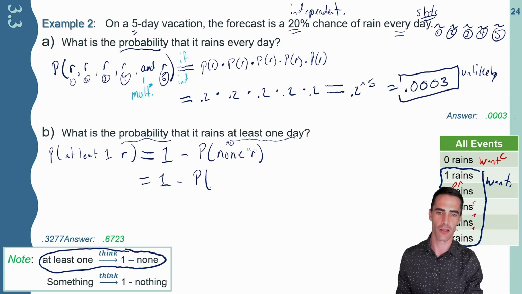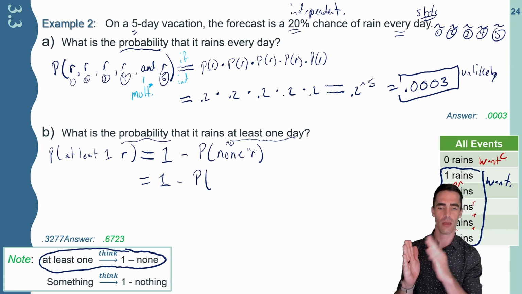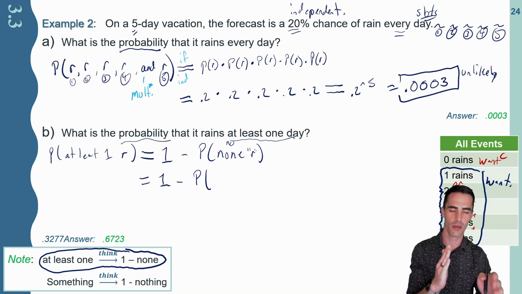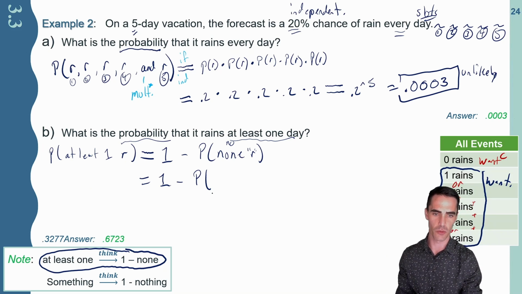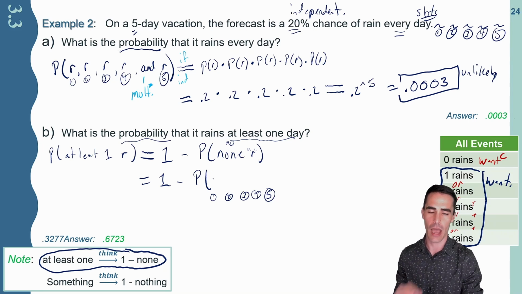Let me think about what that looks like for this 5-day vacation, what it looks like to not rain on the first day, not rain on the second day, not rain on the third, on the fourth, on the fifth. Well, I can write this for each individual day: 1, 2, 3, 4, and 5. On the first day, it doesn't rain. If there's a 20% chance that it's going to rain, that would be an 80% chance it's not going to rain. But how would I express that?